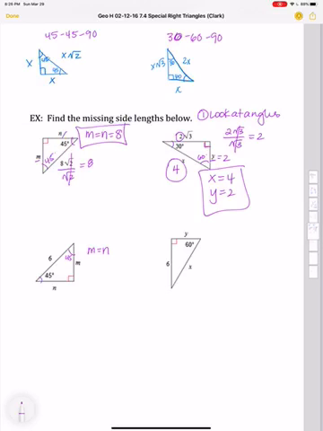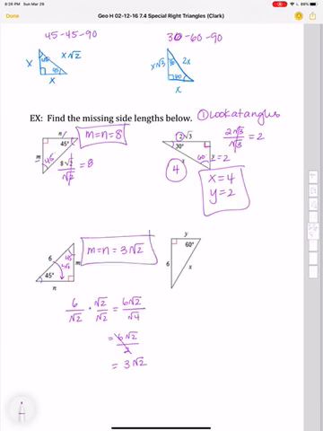Now, the relationship, if I want to go from the hypotenuse to this, is I have to divide by the square root of 2. So 6 divided by the square root of 2. I have to rationalize. I have to multiply by the square root of 2 over the square root of 2. That becomes 6 root 2 over the square root of 4, which is 6 root 2 over 2. That divides, and you get 3 root 2. So M and N equal 3 root 2.